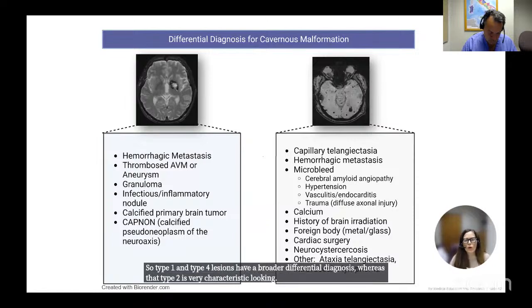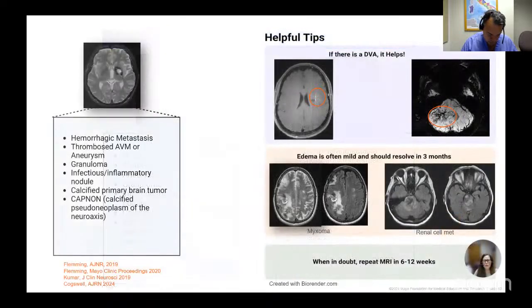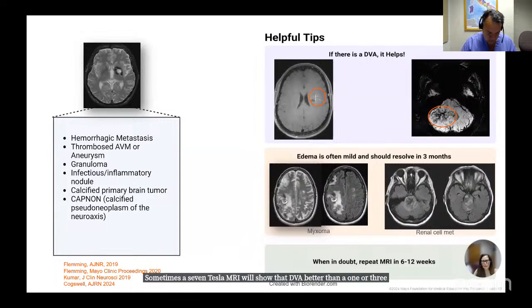So type 1 and type 4 lesions have a broader differential diagnosis, whereas that type 2 is very characteristic looking. And so commonly I'm faced with thinking through, is this a cavernous malformation or not when they've acutely hemorrhaged, or if you see the multiple SWI lesions, are we sure it's not something else? So a couple helpful tips. If there's a developmental venous anomaly, it really helps because then you can secure the diagnosis.